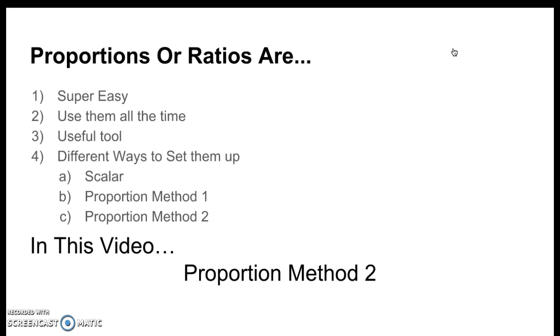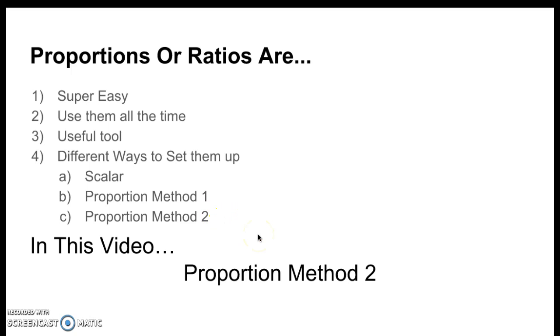It's important to note that there are different ways to set them up. We're going to look briefly at the first two methods: scalar, which is the method you use when you are doing things mentally; proportion method 1, which kind of looks like the scalar method, except that we're going to have two fractions and set them equal to each other. And then proportion method 2, where we're setting up two different fractions than we do in method 1, but again, we have two fractions, and we set them equal to each other.